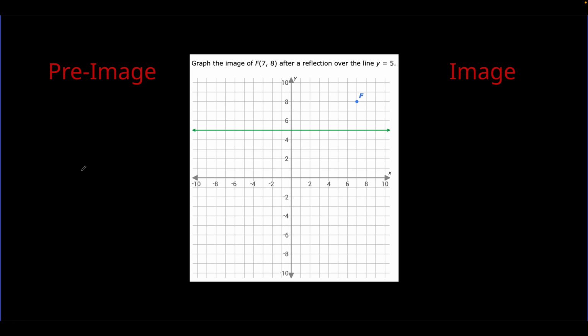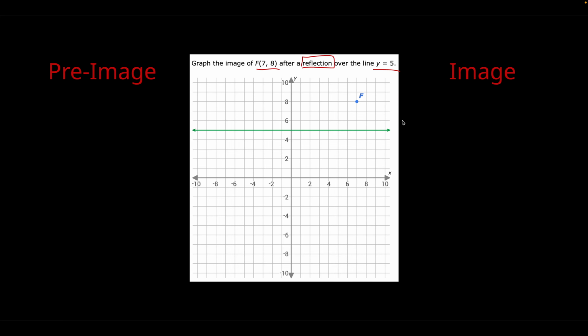So it says graph the image of F (7, 8). F is already given to us on the graph at (7, 8). After a reflection, that's what we're learning about today, over the line y equals 5. Y equals 5 is also graphed for us. It's this green line that we see.